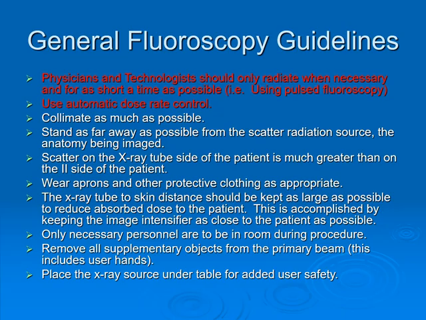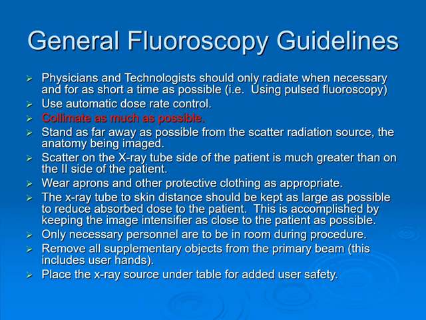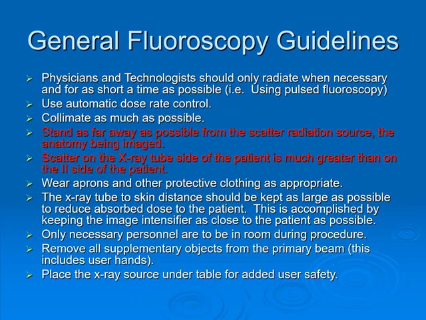Physicians and technologists should only radiate when necessary and for as short a time as possible. For example, utilize pulse fluoroscopy. In addition, automatic dose rate control should be used. Collimate the beam as much as possible. This will reduce the scatter radiation to the surrounding staff. Stand as far away as possible from the scatter radiation source.